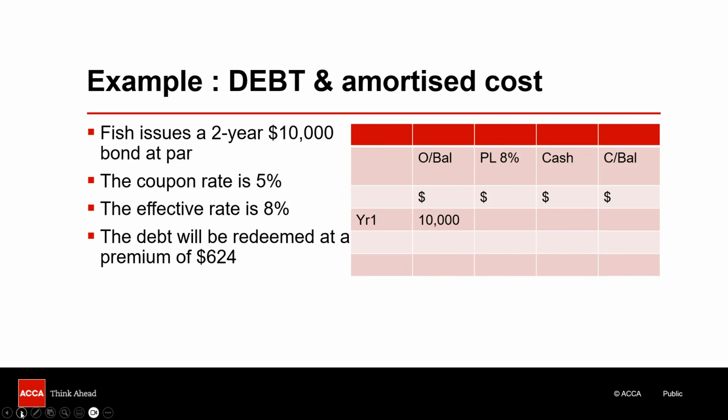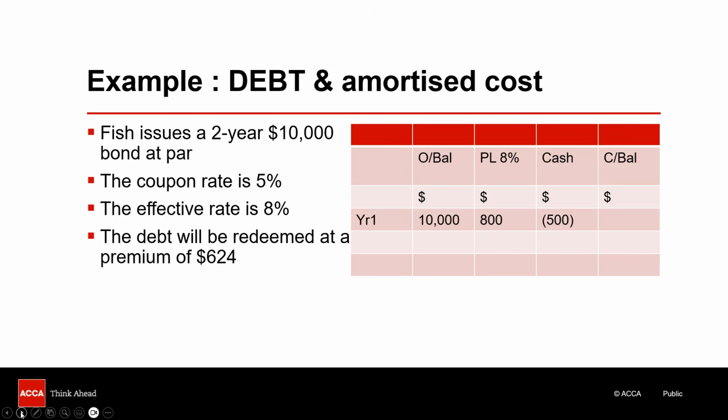Well, you start with an opening balance of 10,000. These days, we're not going to be doing T accounts. All right? This is how you would show, if you wanted to, the numbers that are going on. Now, the effective rate is 8%. So you're going to have a charge of 800 going through the P&L. That's an expense that will increase the liability. You're going to be paying back 5% on the coupon rate. The coupon rate is 5%, 5% on the nominal value. So you're paying back 500.